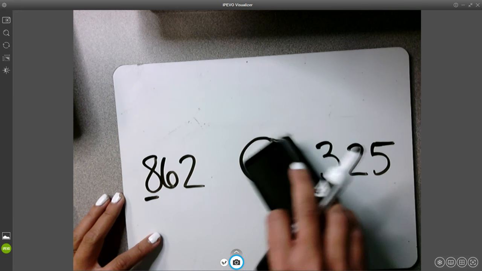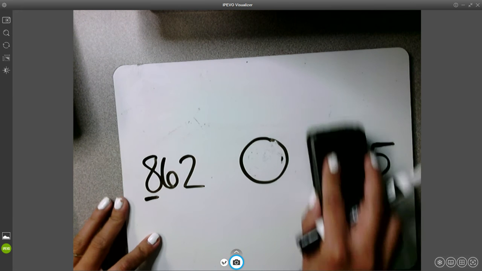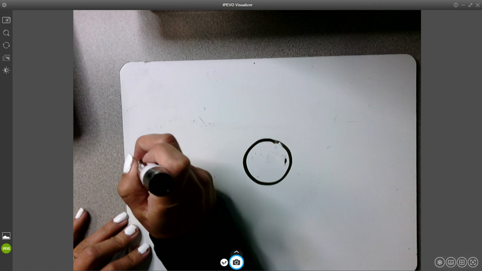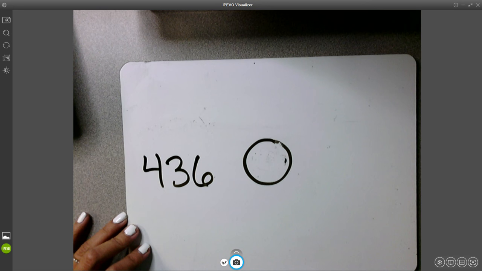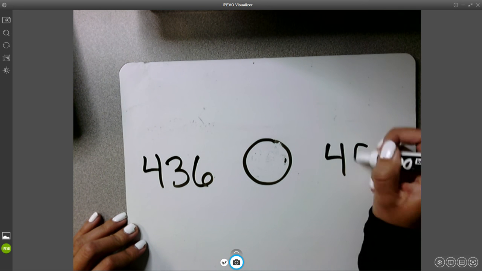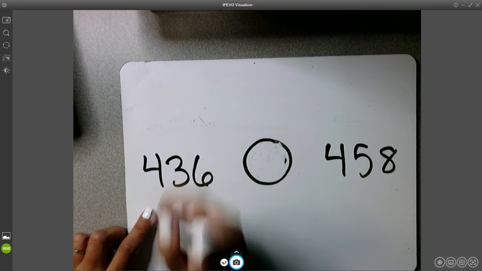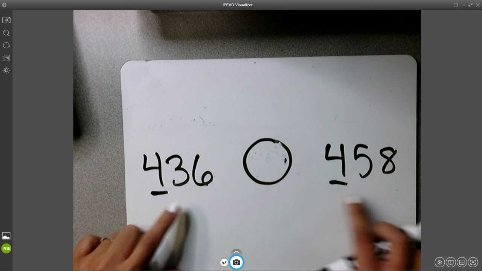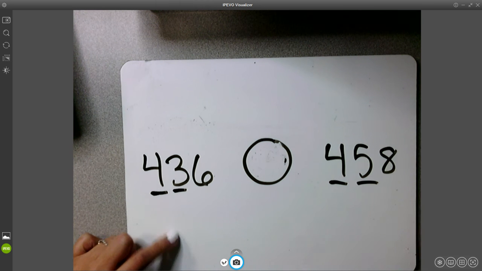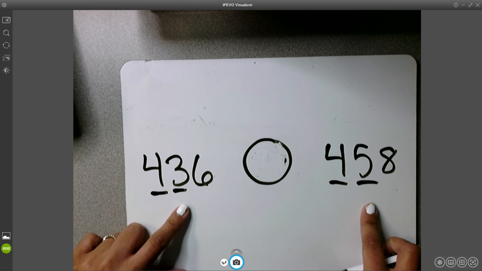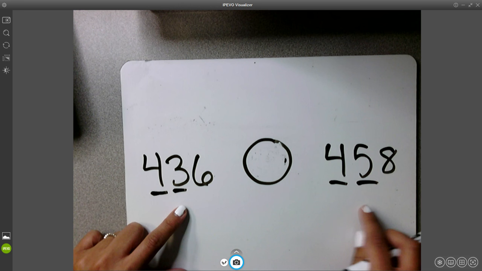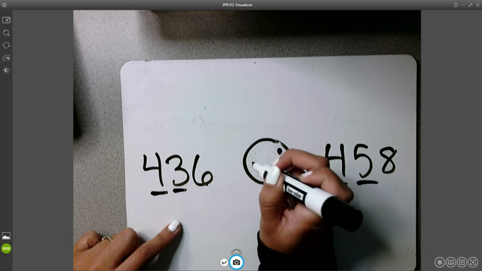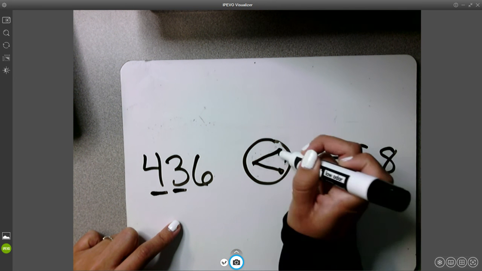All right, let's get a little trickier now. I'm going to use the numbers 436 and 458. So I'm going to start with my hundreds and compare those two, 4 and 4. Those are the same, so I can't use those to compare. So I have to go next to my 3 and my 5. So 3 and 5, which one is greater? The 5 is greater, so this whole number is greater. So I'm going to use 2 dots, one over here, and I'm going to connect them to make a Pac-Man.